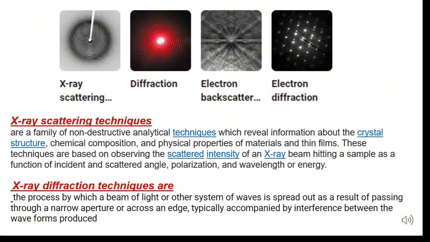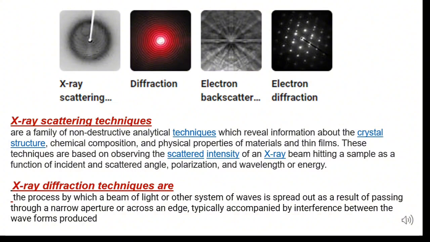Some definitions of X-ray diffraction. The first definition, X-ray scattering techniques: a family of non-destructive analytical techniques which reveal information about crystal structure, chemical composition, and physical properties of materials. These techniques are based on observing the scattering intensity of an X-ray beam hitting a sample as a function of incident and scattered angle, polarization, and wavelength or energy.